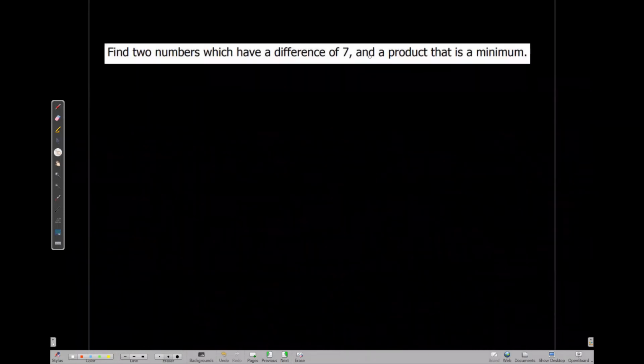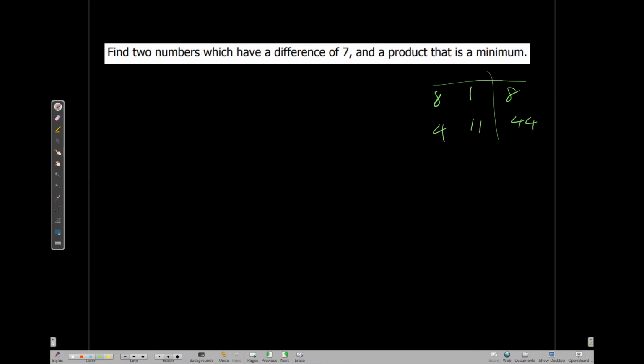I chose some different kind of problems. So find two numbers which have difference 7 and a product that is minimum. Okay, first of all, we have to understand this question. So two numbers which have difference, so see 8 and 1. Difference of 7, which makes sense, right? And the product in this case, 8. If I choose 4 and 11, and the product 44, see?